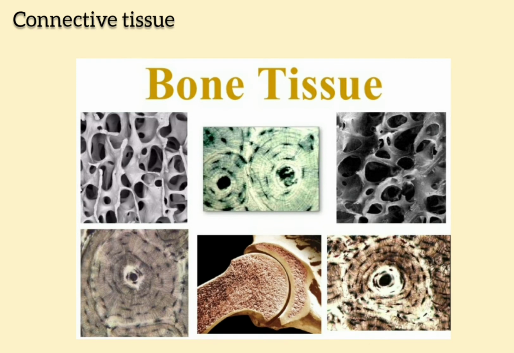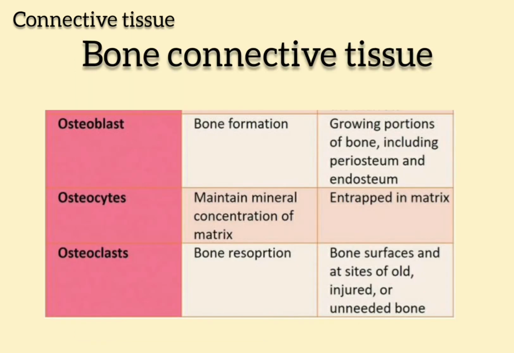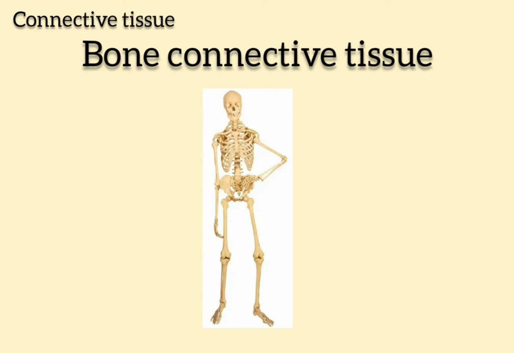Next, bone is a connective tissue containing cells, fibers and ground substances. There are three types of cells in the bone connective tissue: osteoblasts, osteocytes and osteoclasts. The bone forms the framework that supports the body. Bone is the major component of the skeletal system of several vertebrae.